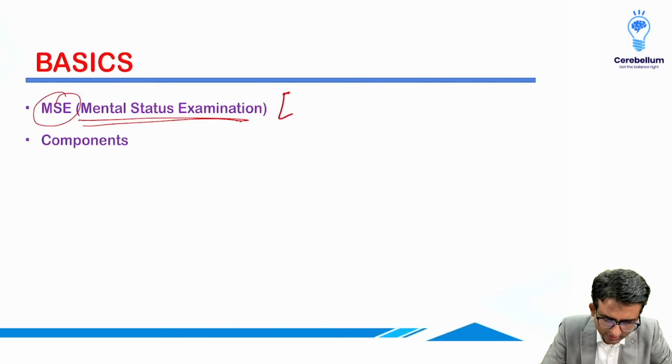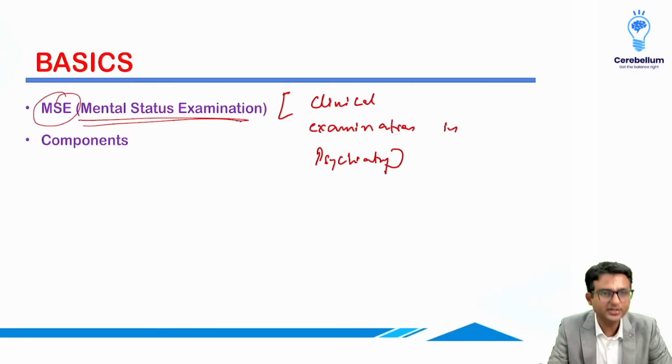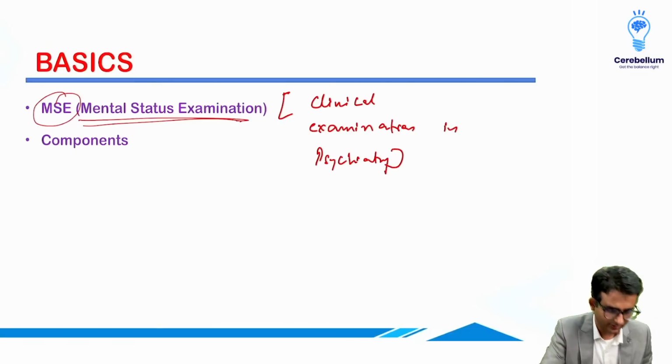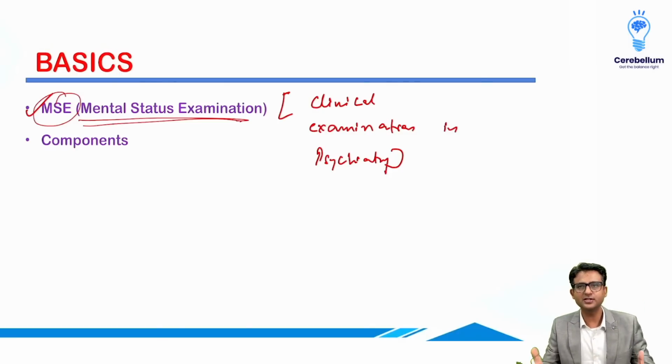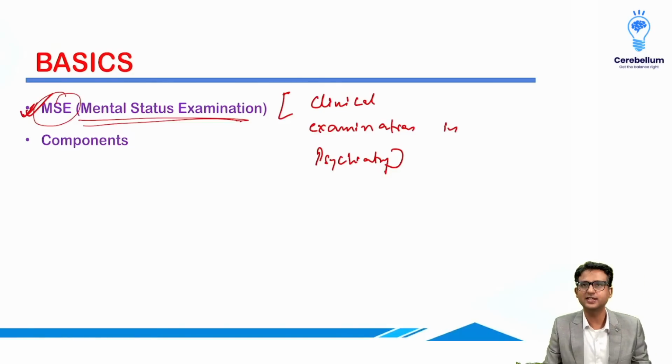They'll say the clinical examination in psychiatry. What is it called? Clinical examination in psychiatry. What is it called? The answer is MSc. Usually the options they give is clinical examination in psychiatry is called as MSc, PSc, DSc, BSc. Our answer is going to be mental status examination, right?